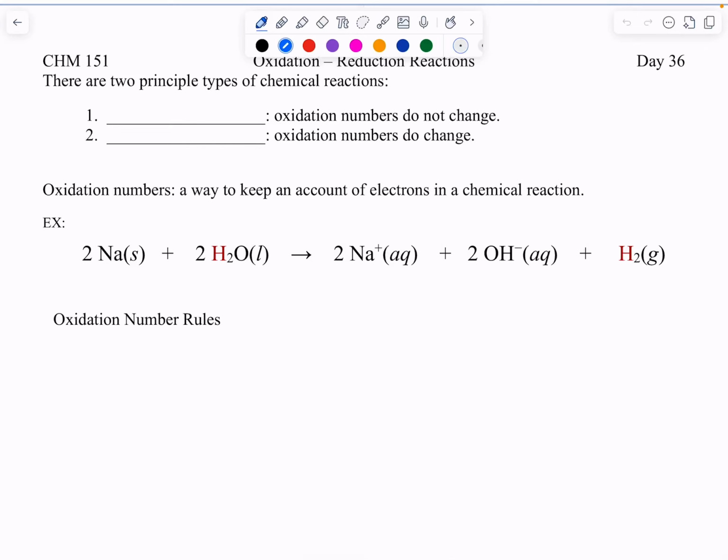We are talking about oxidation reduction reactions today. All right, so what are oxidation reduction reactions? It's a great question, and let's dive right on in. First, there are two principal types of chemical reactions.